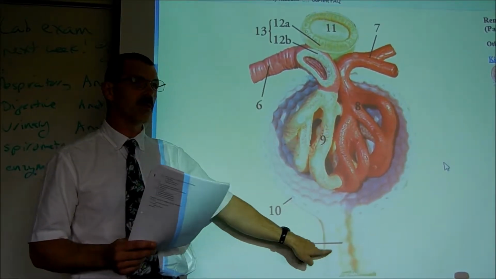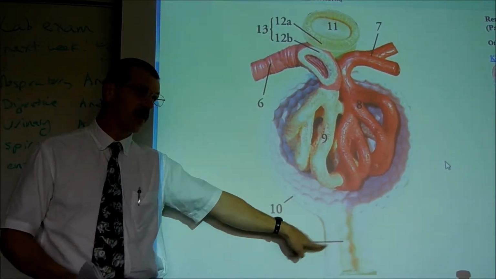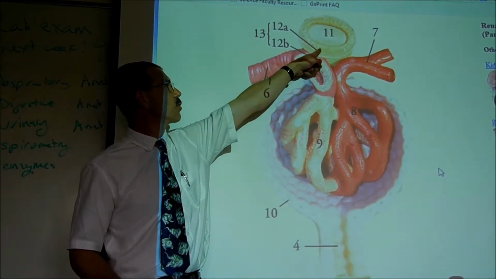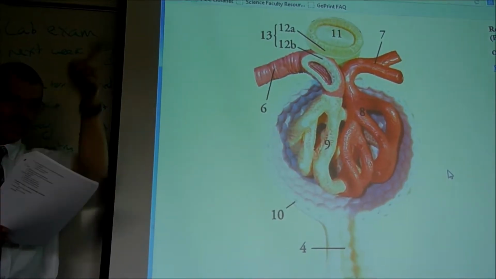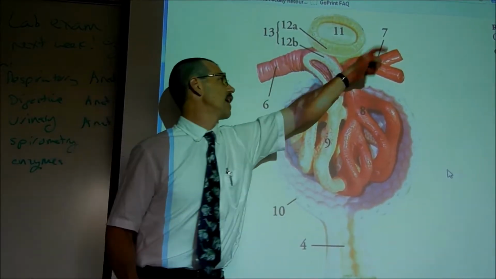So on the other model, what was the first tube after the circle? Proximal convoluted tubules down here. It would go down, come back around, and this would be the one near the outside. Which one's number 11 then? Distal. So you have your PCT and DCT, your afferent, efferent.